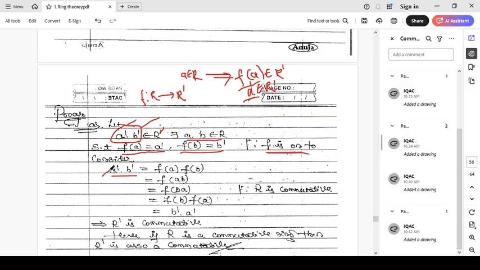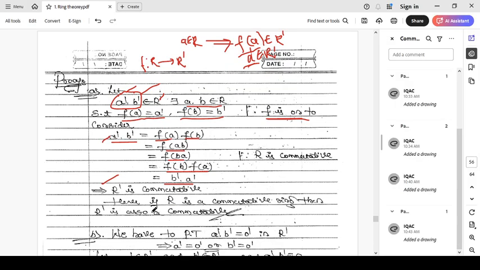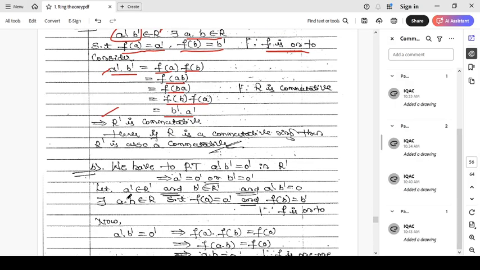So we have taken A dash into B dash is equal to f of A into f of B. I can write f of A into f of B as f of AB. So this f of AB I can write as f of BA. So f of B into f of A I can write down, so B dash into A dash. Therefore R dash is a commutative ring. So the first condition is over.